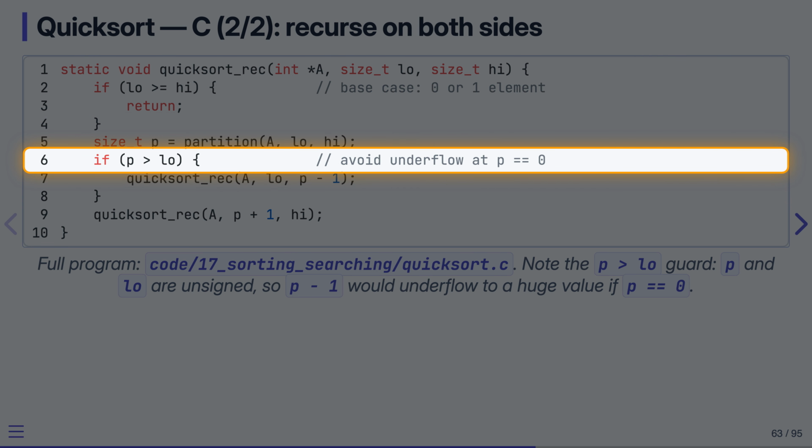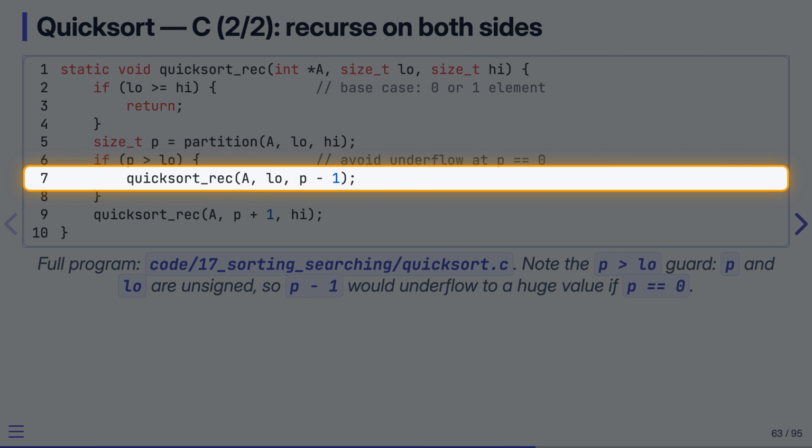Now look at this guard carefully. We only recurse left if P is greater than low. Because P and low are unsigned, P-1 would underflow to a huge value if P were 0. That guard is not cosmetic. Without it, the program reads far outside the array.